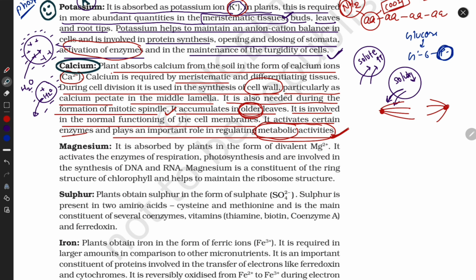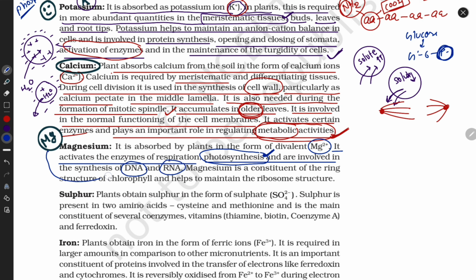Okay. Our next element is magnesium, Mg. It is useful in chlorophyll and works as an energy source for plant body parts. It is absorbed in its ionic form. It activates the enzymes of respiration and photosynthesis. I told you, they participate in photosynthesis. They also take part in the synthesis of DNA and RNA.